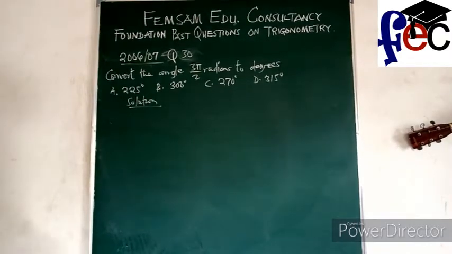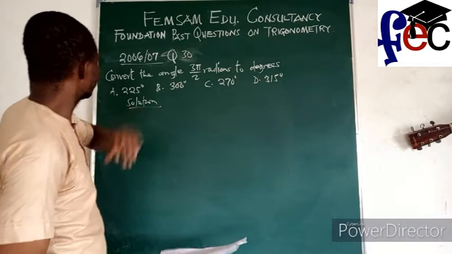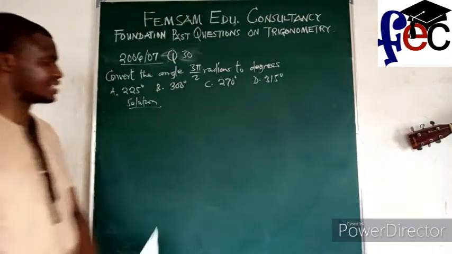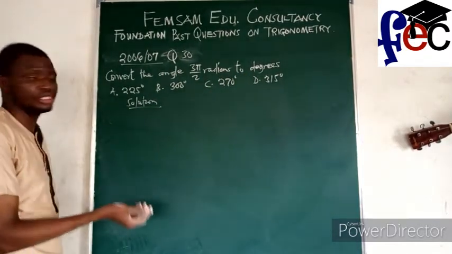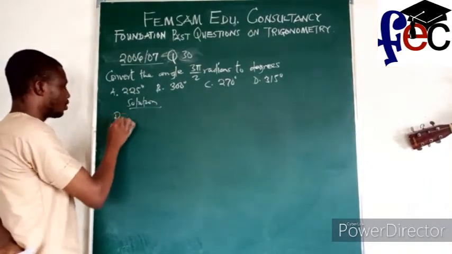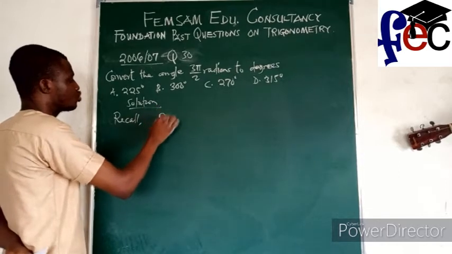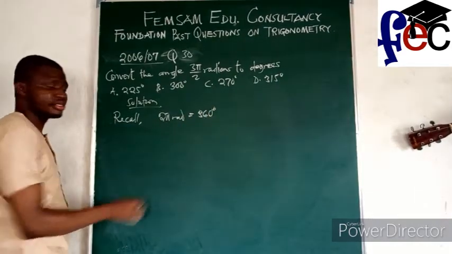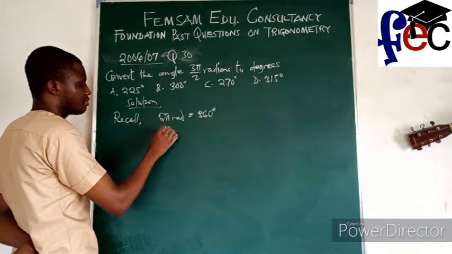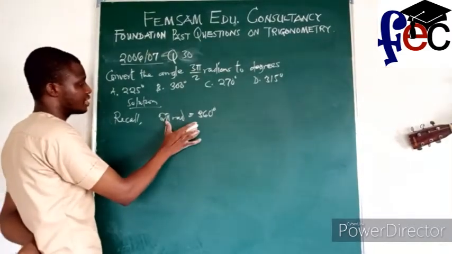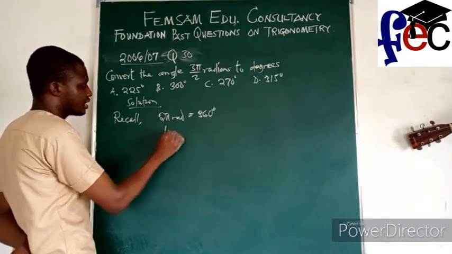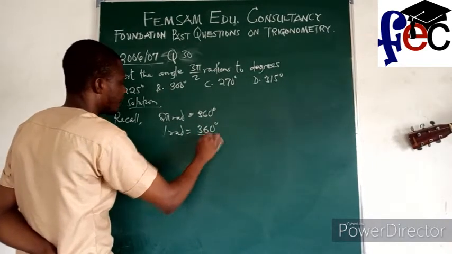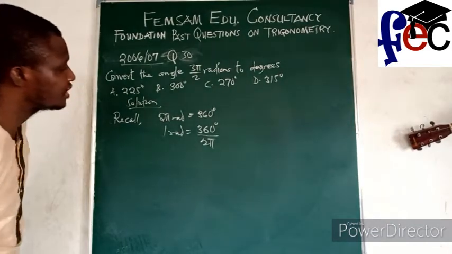Question 30 of the same 2006-2007 says that convert the angle 3 pi over 2 radian to degrees. So you don't need to panic, we just need to make use of what we recall, that 2 pi radian is the same thing as what? 360 degrees, which means that 1 rad, or better still, maybe to make it easy, 1 rad will be the same thing as what? 360 degrees divided by 2 pi. You can as well say it is 180 degrees over pi.